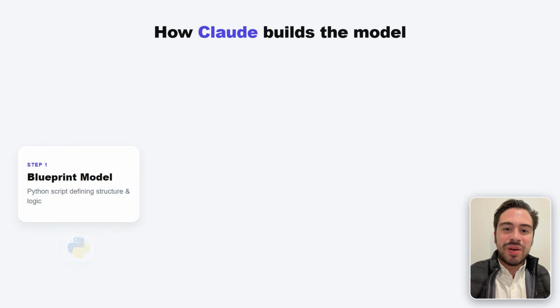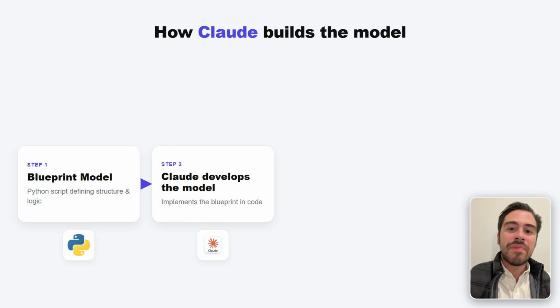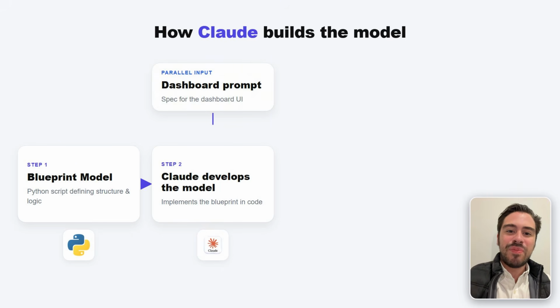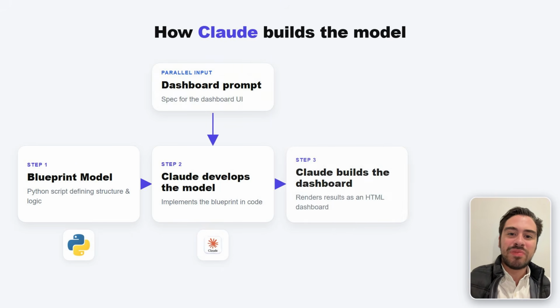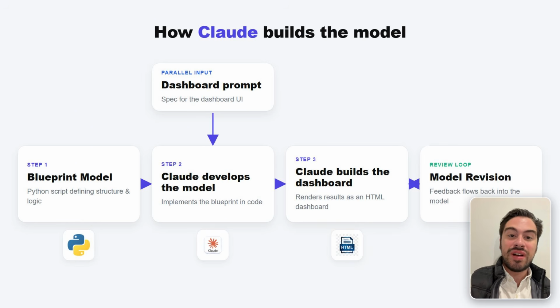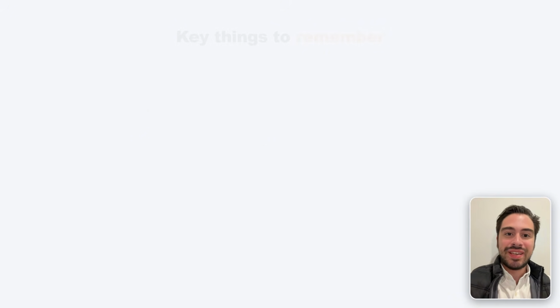Here's the workflow. Step 1, you write a blueprint model in Python, the structure, the logic, the constraints. Step 2, Claude takes that blueprint plus a dashboard prompt and develops the full model. Step 3, it renders everything as an interactive HTML dashboard. And if something's off, there is a revision loop built right in.